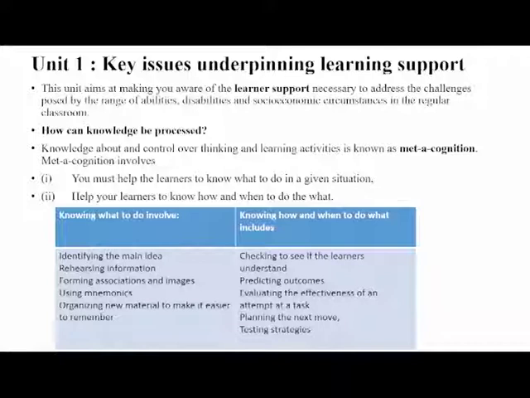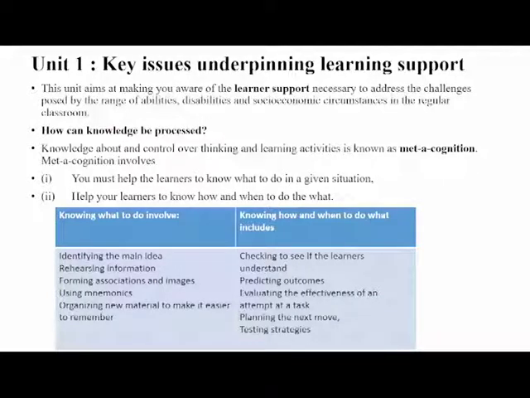Now, the first thing that you are going to look at is how can knowledge be processed? You can teach and teach and teach, but how do these learners process the knowledge that you are giving them? Knowledge about and control over thinking and learning activities is known as metacognition. And that metacognition involves helping learners to know what to do in a given situation, and also helping your learners to know how and when to do the what. So metacognition, that is the control over thinking and learning activities.